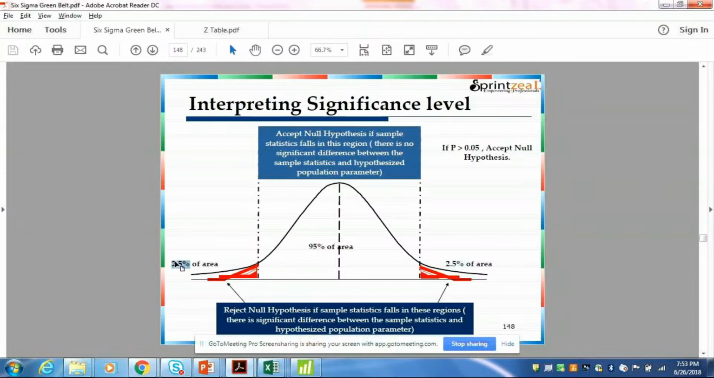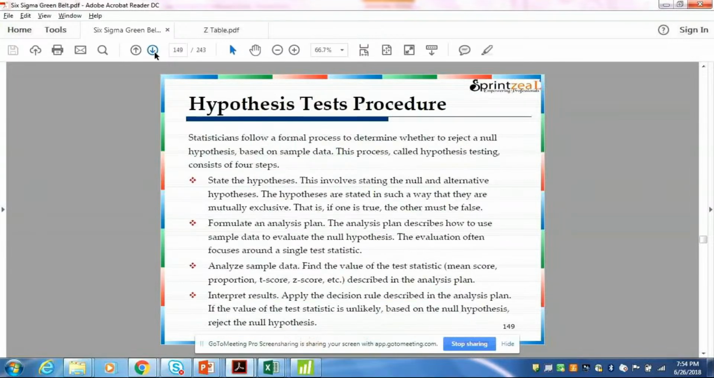Remember, yesterday we took 97.5 and we got the value of 1.96 by looking at the Z table. The reason we took 97.5 is because of the 2.5% area here. Okay, so I will move ahead.